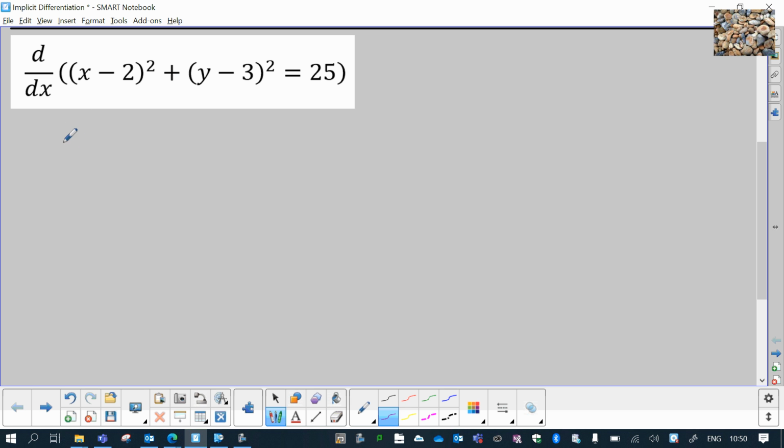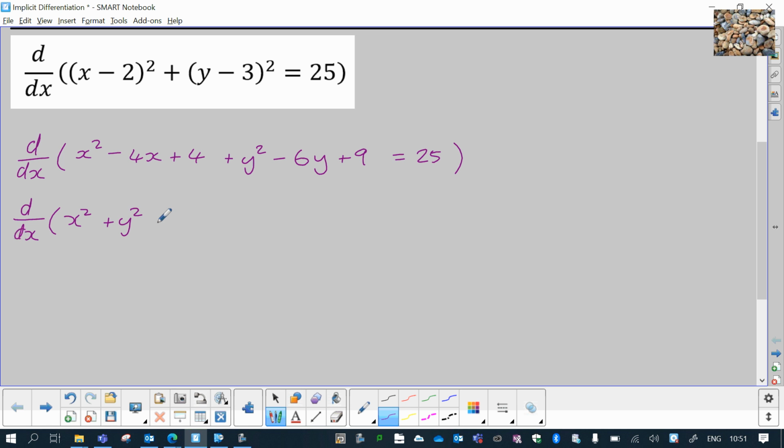So first of all then, I'm going to expand all of my brackets and see what happens. So I'm doing d by dx of x squared minus 4x plus 4 plus y squared minus 6y plus 9 equals 25. So I'm going to differentiate all of this, but let's collect the like terms together. We end up with x squared plus y squared minus 4x minus 6y, and then we've got plus 4 plus 9, we've got plus 13. I'll take that 13 across to the other side, and we've got equals 22.